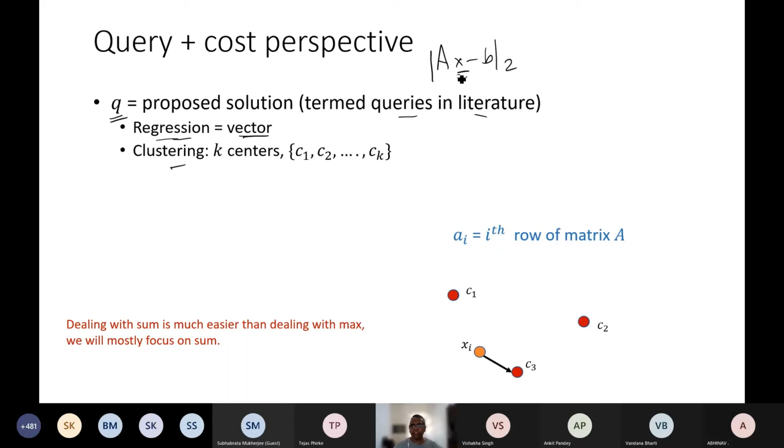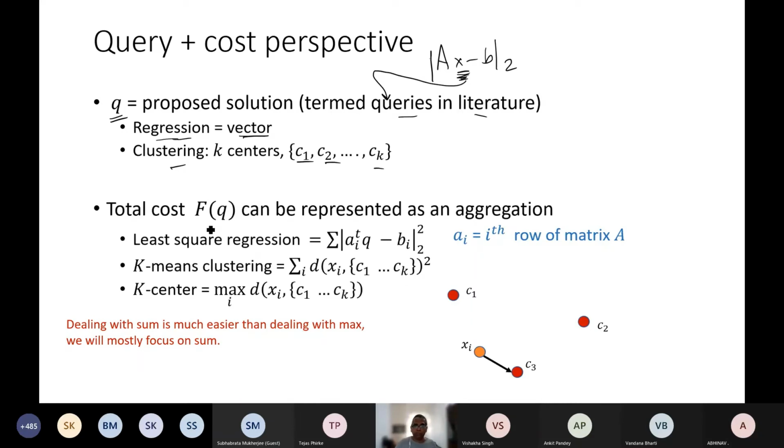Now, x is the query. So a and b are the input, right? When we are trying to solve clustering, the query is the location of the k centers, c1, c2, ..., ck, because that is unknown. Intuitively, the query is the unknown, the model that you're trying to find. Our task is to find out what the best solution is by going over all the possible queries in a smart way. What is the best model that fits this data? Query is model, basically.